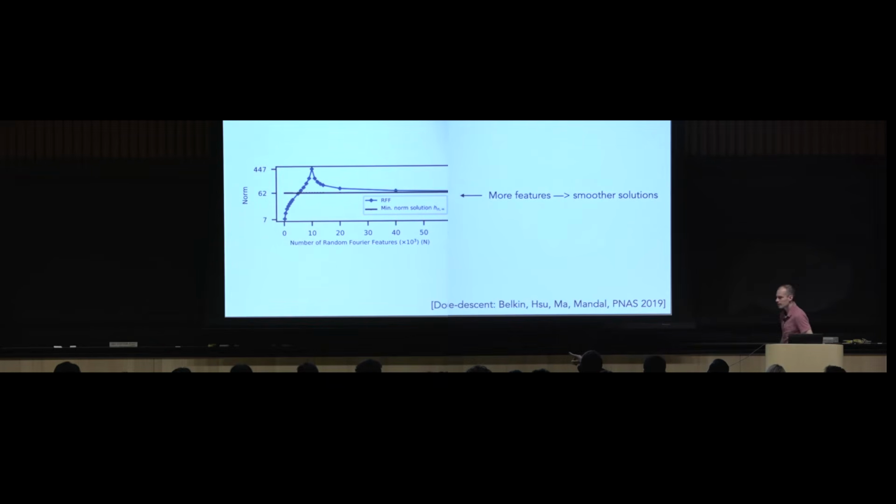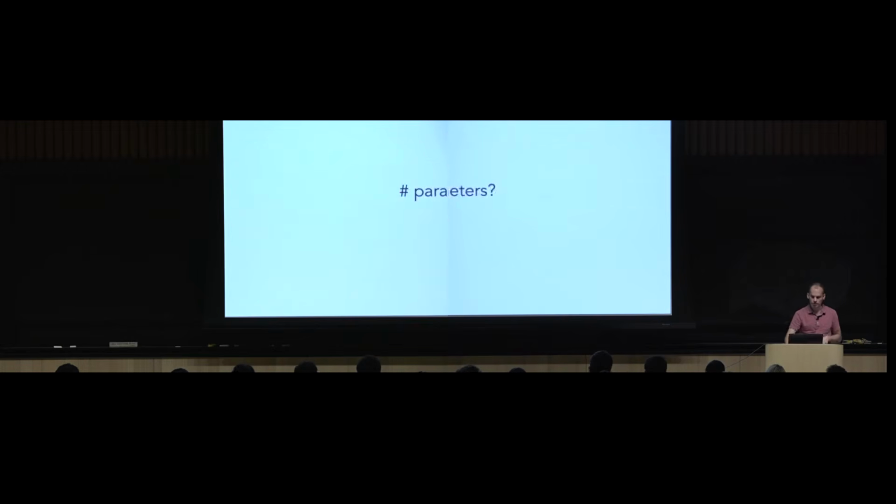Yeah, question? Does that peak line up with the interpolation threshold? So the question is, does that peak line up with the interpolation threshold where you perfectly fit the data? Yes, it's exactly at the interpolation threshold. You can show these things for linear models, and it's all provable, but for deep nets, it's just empirical. Let me keep going, and we can come back to more questions later.